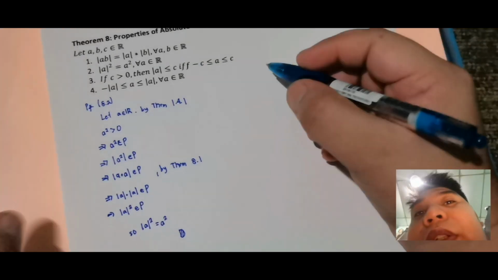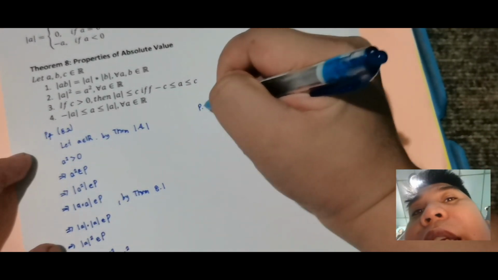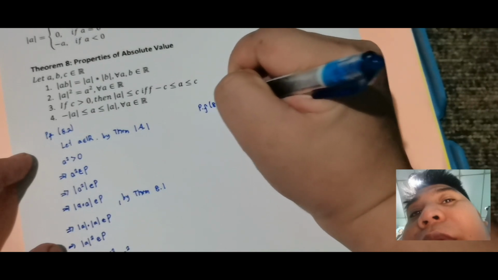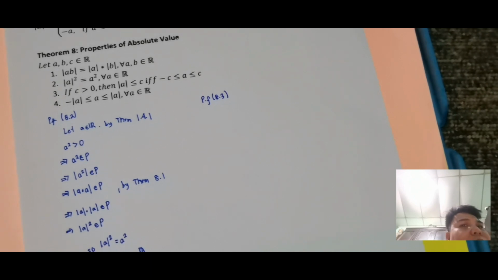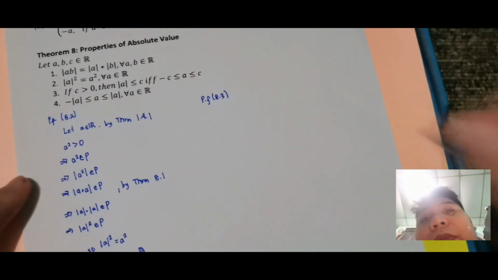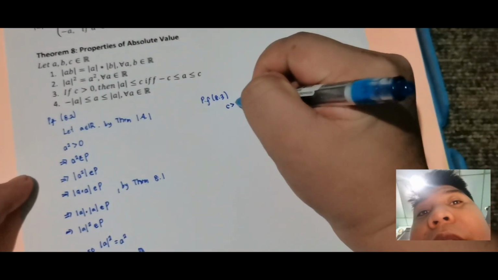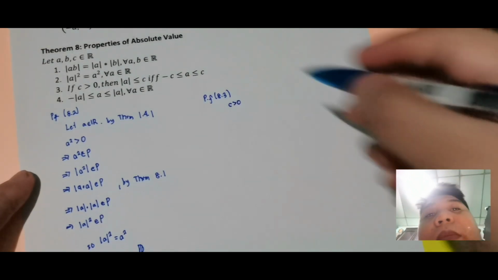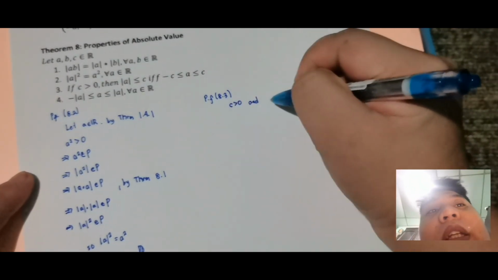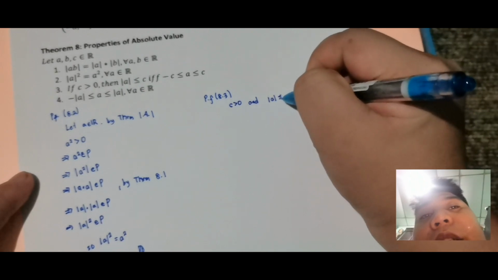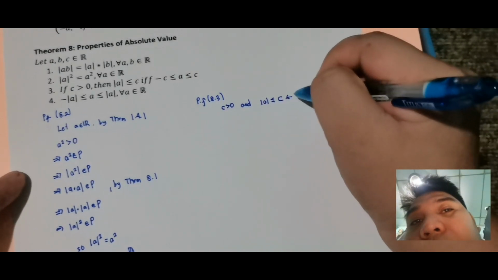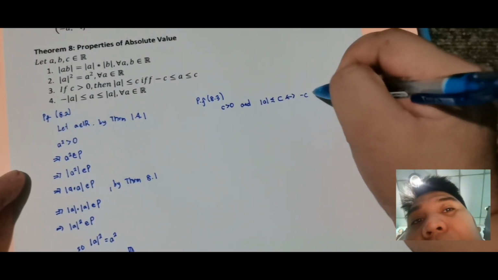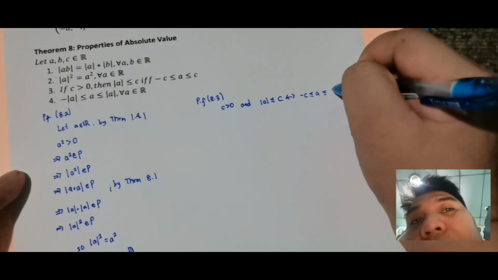Okay, next, let's go to number 3, or Theorem 8.3. So, what is our assumption? If C is greater than 0, therefore C is an element of P. That's how it should be. So the main assumption is C is greater than 0. Okay, so I know that it's positive. And what's another assumption? And the absolute value of A is less than or equal to C. Okay, then this is what we will prove: if and only if negative C is less than or equal to A, less than or equal to C.